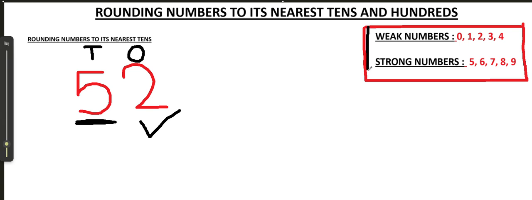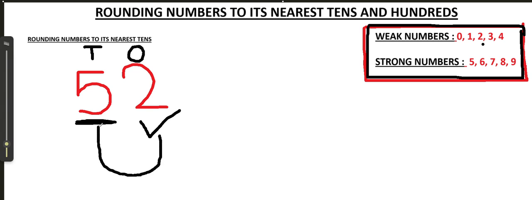Now let's look at this column. This square box over here, it says that 2 is a weak number. So how does this work? Just because 2 is a weak number, it is going to use all its might to push 5 and change that to a 6, okay? But just because 2 is a weak number, it is unable to do so. So 5 remains as 5.